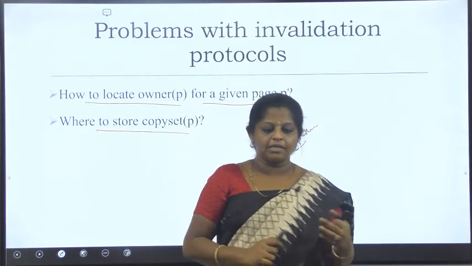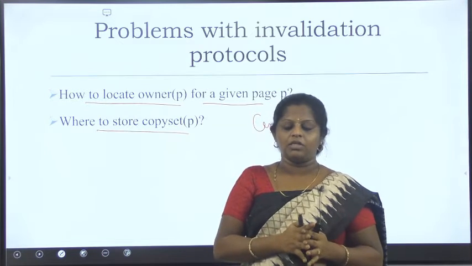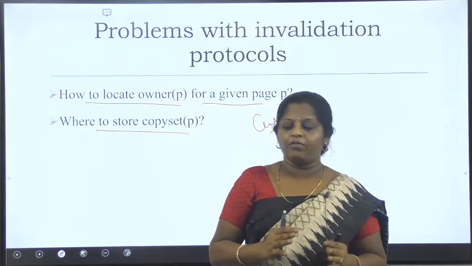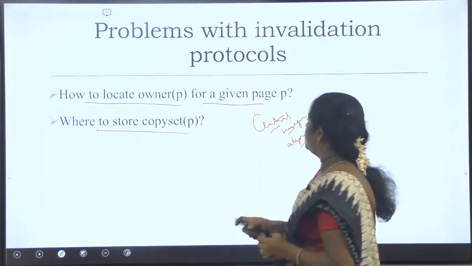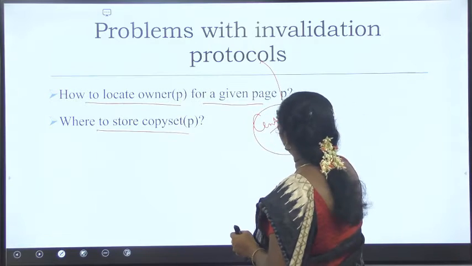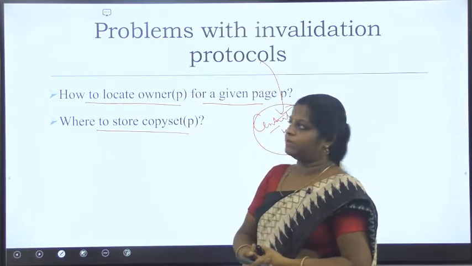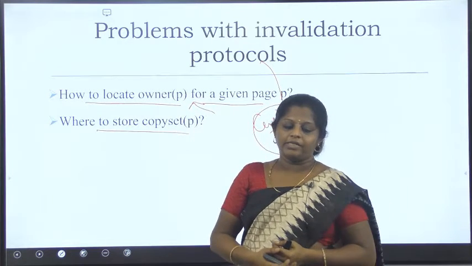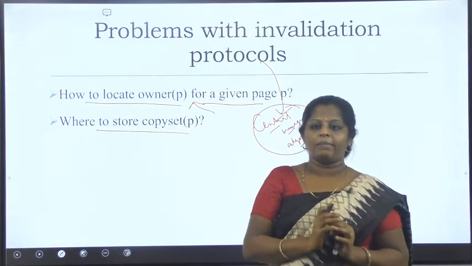That means in a single server, we can call it a manager. It is used to store the location of the owner of P for every page of P. I told you that the solution for this one is the central manager algorithm. So how is it going to give the solution for the first one? It looks like a single server, which is called a manager.